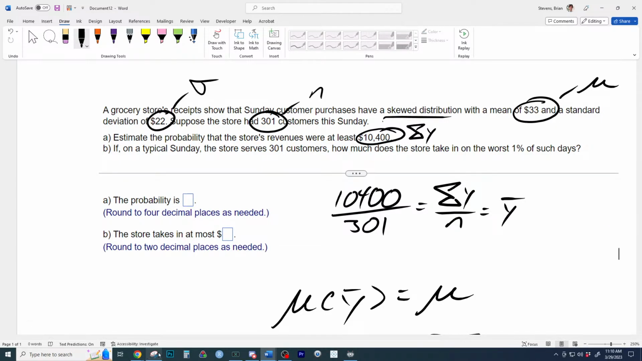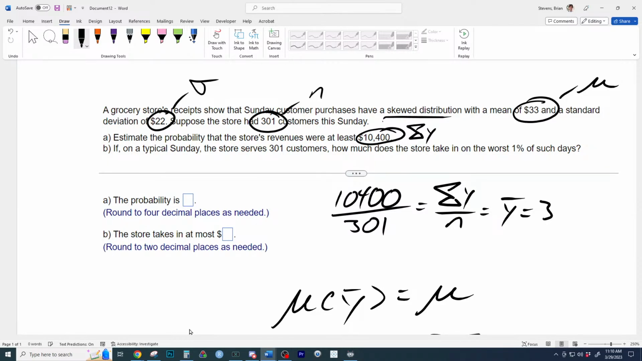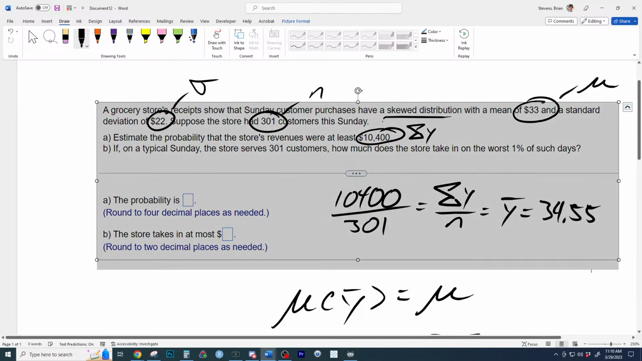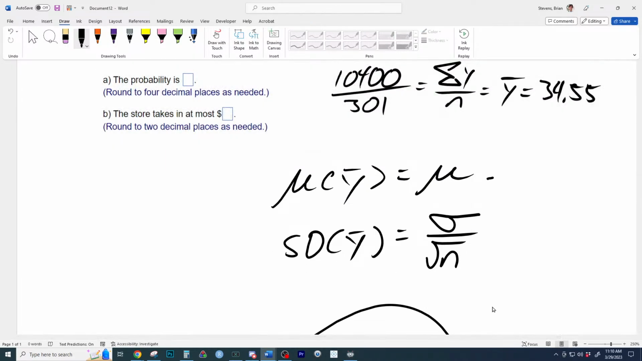So on average, we would need to see 34, there it is. That's the average right there we would need to see. If you notice, it's kind of close to the mean, but we would need to see at least this much to have at least this much total. On average, we'd see this much. So now we can go through and solve the rest of these formulas.